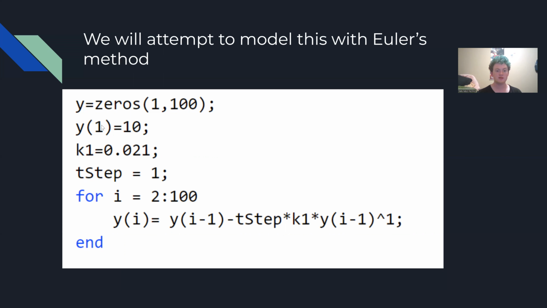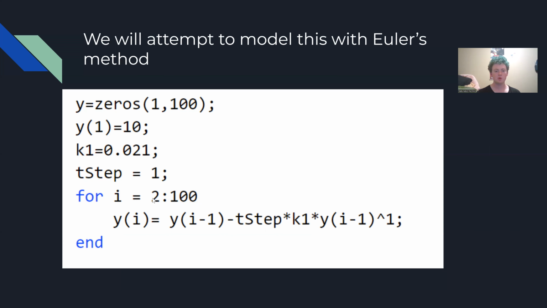After that, we establish our starting point. At the first index of those zeros, we replace it with 10. We set up our value, and we also set up our time step. You have to be very careful about this because what we're doing requires you to be very precise about how limited your time step is.